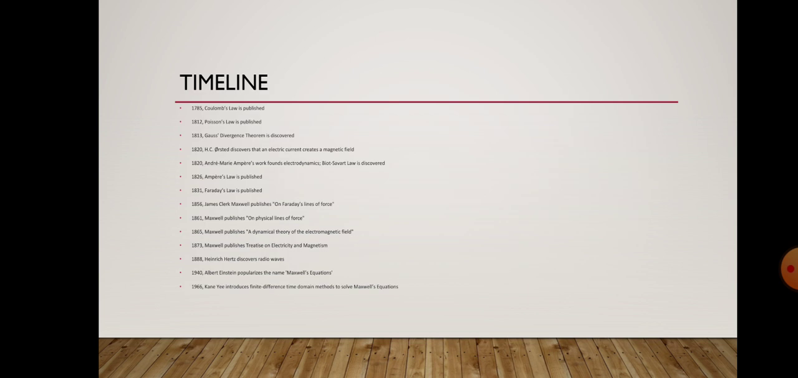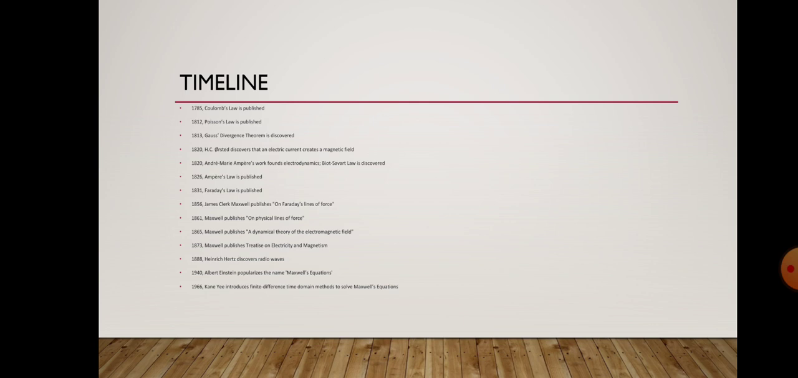Timeline. 1785: Coulomb's law is published. 1812: Poisson's law is published. 1813: Gauss's divergence theorem is discovered. 1820: Oersted discovers that an electric current creates a magnetic field. 1820: Andre-Marie Ampere's work founds electrodynamics. Biot-Savart law is discovered. 1826: Ampere's law is published. 1831: Faraday's law is published.